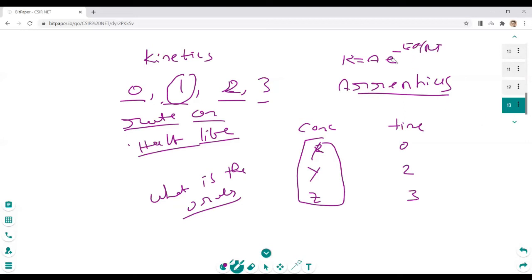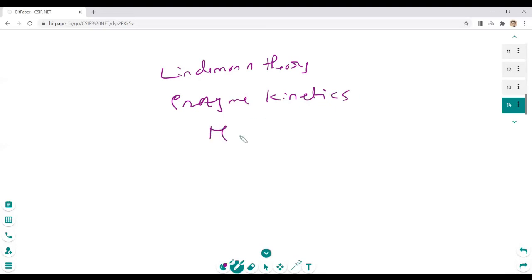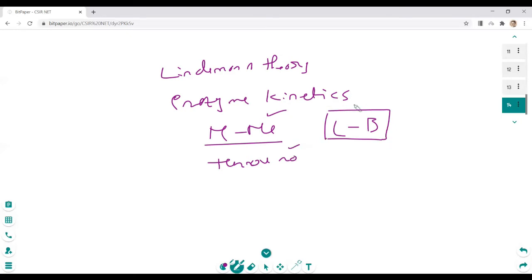Then in this there will be a few concepts like Lindemann theory, and also you will have to learn about enzyme kinetics. It is very important. Enzyme kinetics, again formula: the Michaelis-Menten equation, turnover number and Lineweaver-Burk plot. All these are important topics, especially Lineweaver-Burk. Generally there will be one question using this Lineweaver-Burk equation. It is very important, and it originates from the Michaelis-Menten equation.